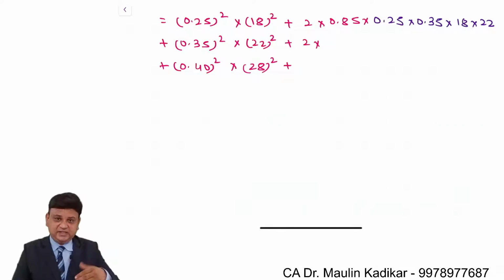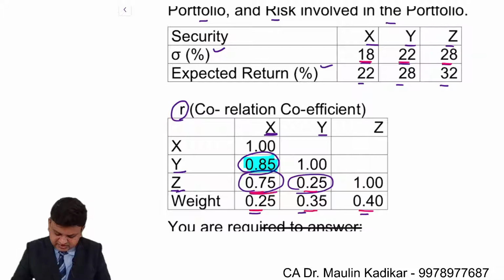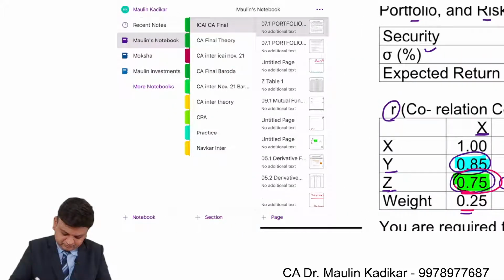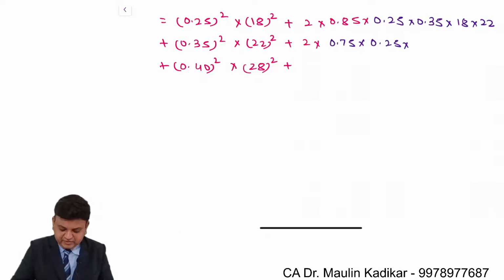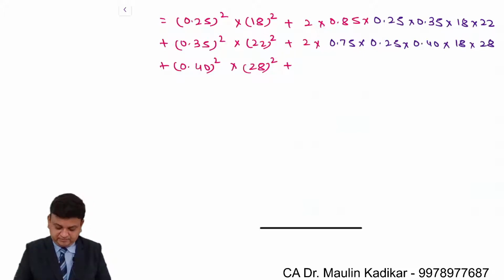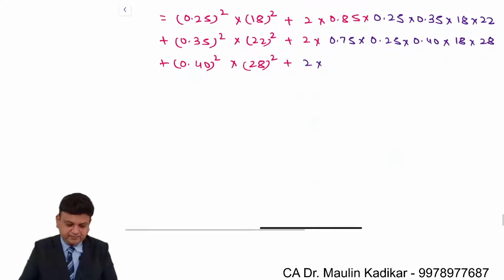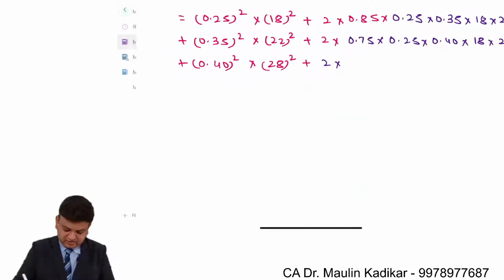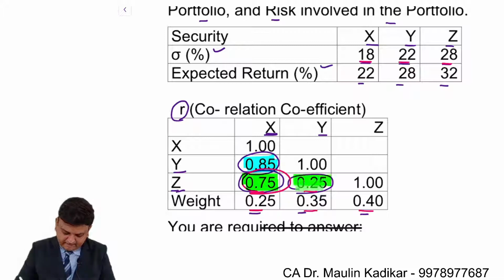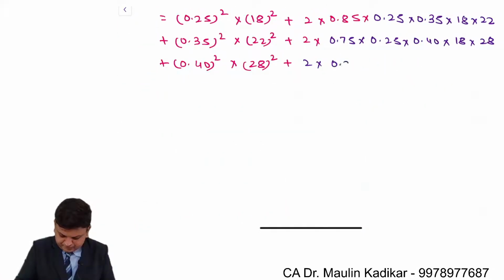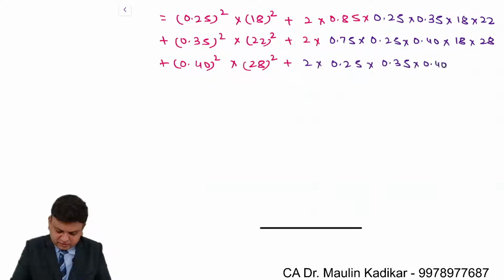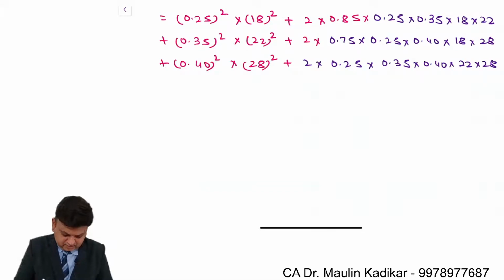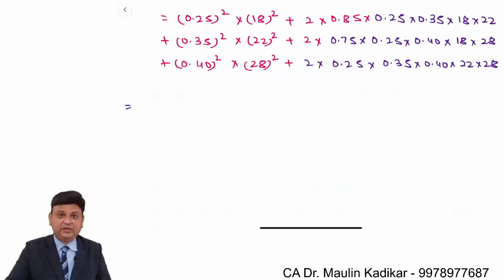2 into X and Z. So X and Z is 0.75. Weight of X is 0.25, weight of Z is 0.40, standard deviation of X is 18, standard deviation of Z is 28. 2 into, again, correlation coefficient between Y and Z, which is provided to us as 0.25, into weight of Y is 0.35, weight of Z is 0.40, into 22 into 28. This is the way we are required to compute the answer.